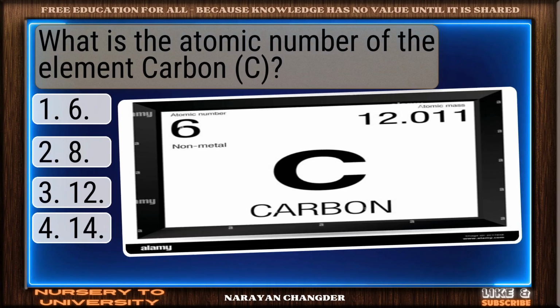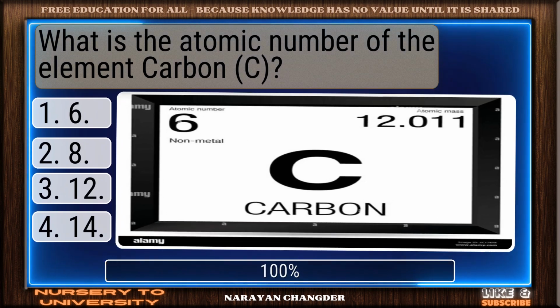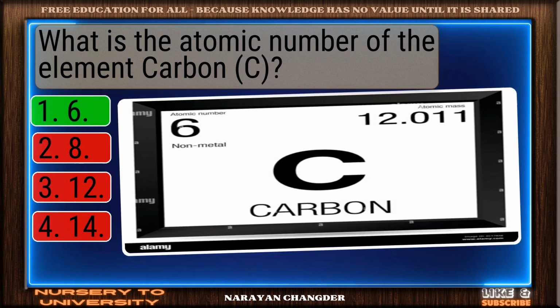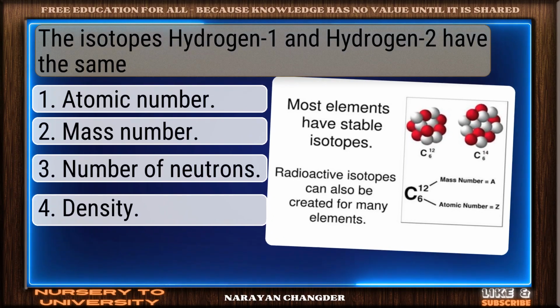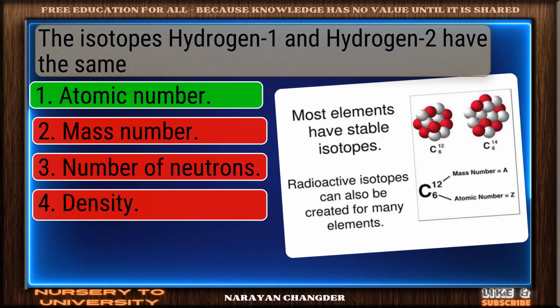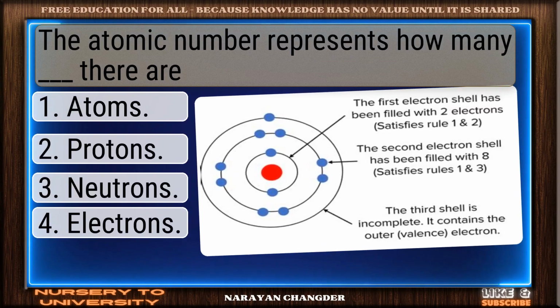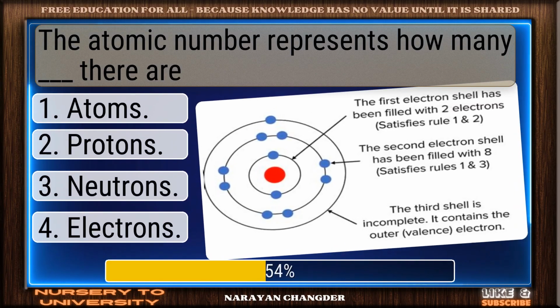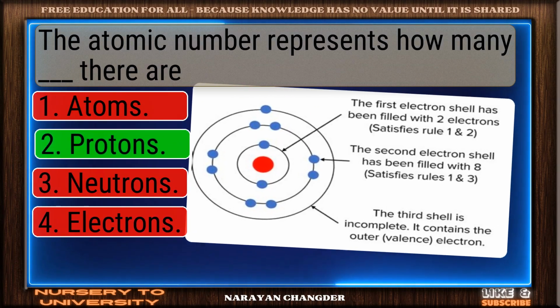What is the atomic number of the element carbon? Nicely done. 6 is a solid answer. The isotopes hydrogen-1 and hydrogen-2 have the same. Bravo. Atomic number is the answer. The atomic number represents how many dash there are. Strong choice. Protons is the right answer.